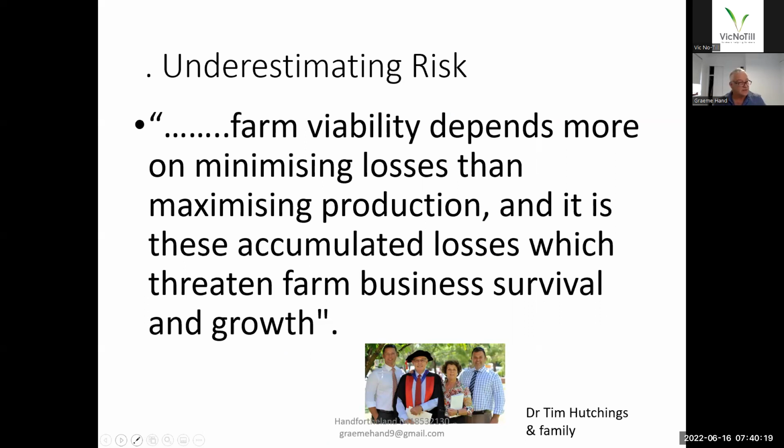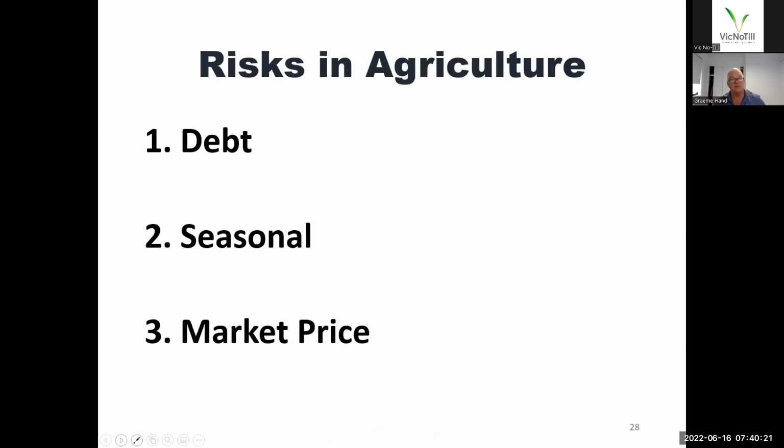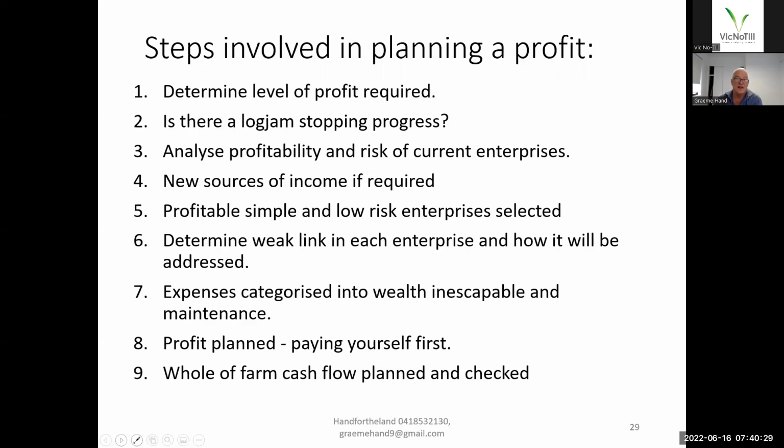Just wanted to get quickly into some of the financials. These slides I've shown you before: the big risks are debt, seasonal and market price. So we have a formal process that Alan Savory came up with of planning a profit. What profit do you need? What's stopping progress? Look at the current enterprises.